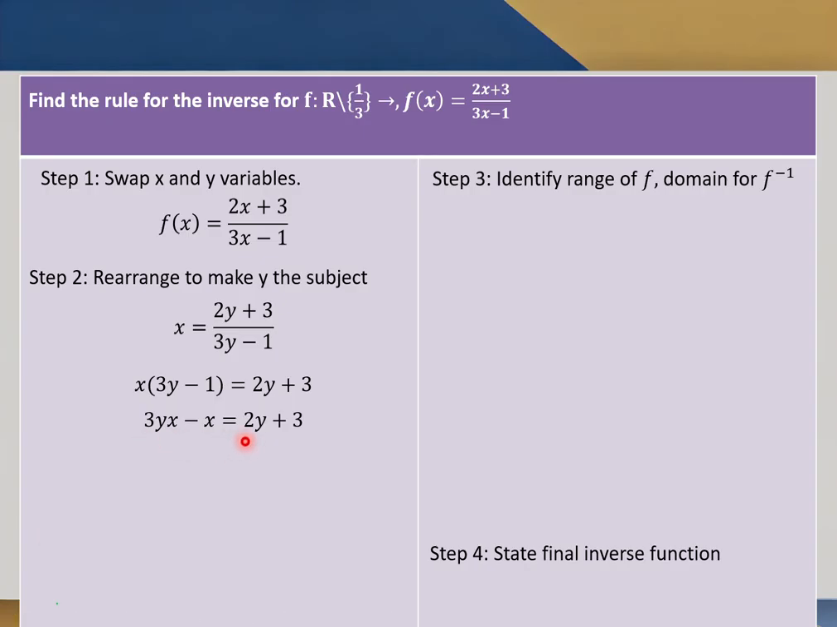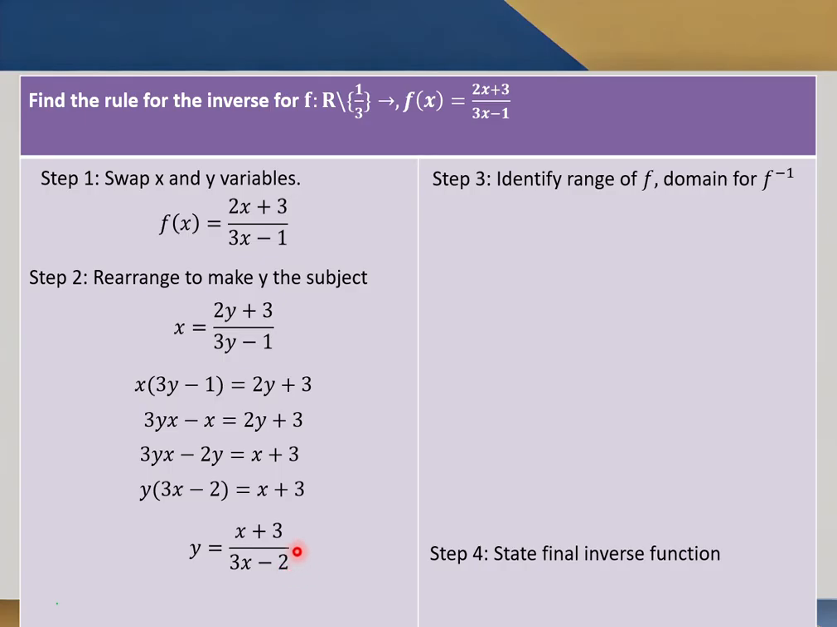So I want to get 2y over here. So I want all my y's to one side. So I took that over and I plus x to go onto my right hand side. After I've done that, I need to look at my two terms that I have with y and I'm grabbing my y out. So I'm factorizing. Now that I've factorized, I've got y in brackets 3x minus 2 is equal to x plus 3. The last step that we need to do is divide everything by 3x minus 2. That gives me y is equal to x plus 3 over 3x minus 2.